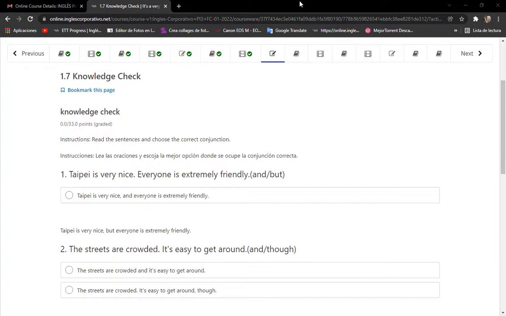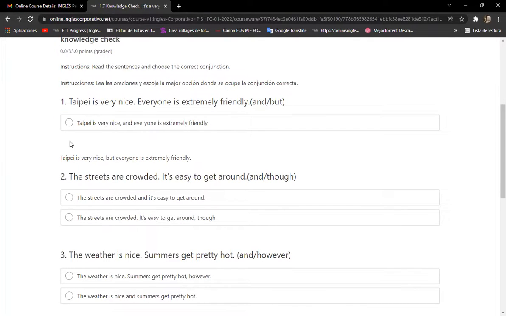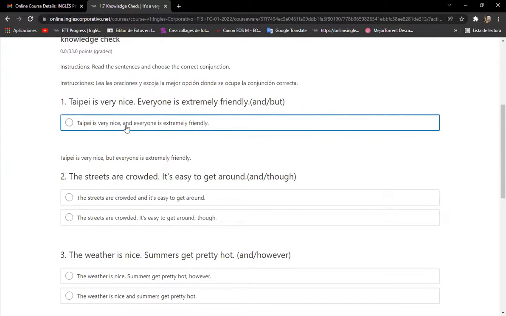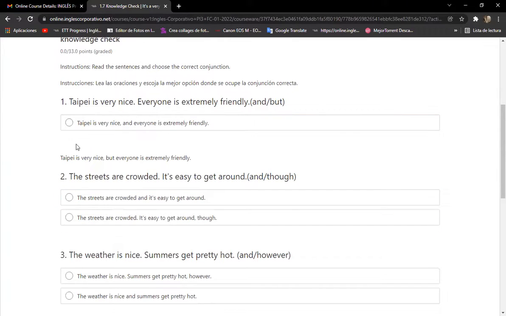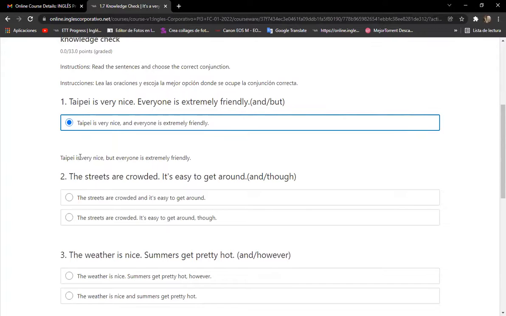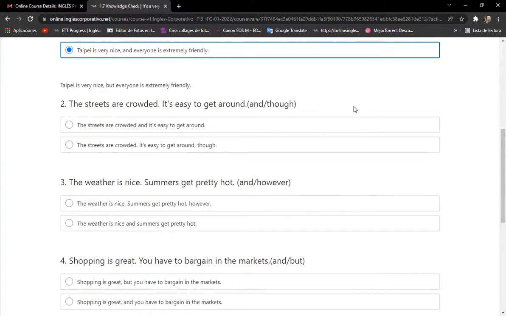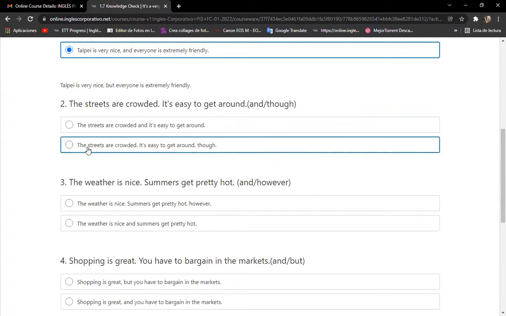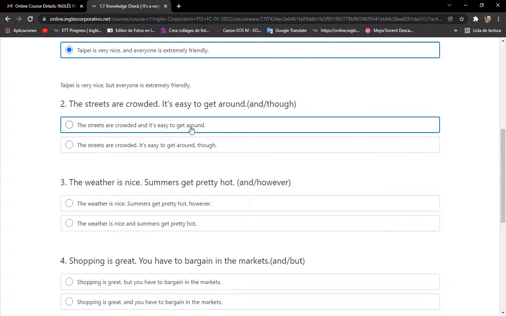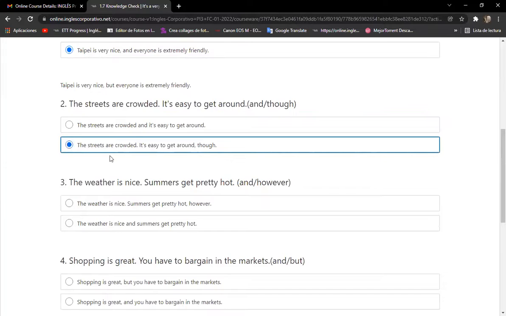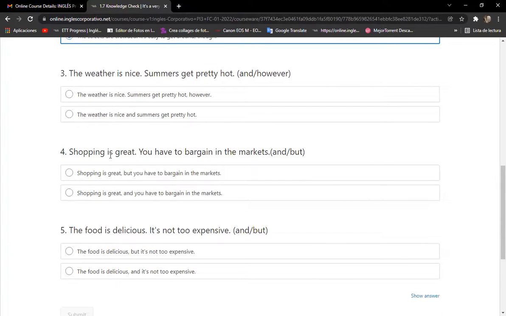So let's do this. Do you see my computer? Do you see my webpage? My screen? Yes. All right, knowledge check. Taipei is very nice. Everyone is extremely friendly. Taipei is very nice and everyone is extremely friendly. Is this correct or not? Yeah, it's correct. It's the only option here. Okay, the streets are crowded. It's easy to get around. The streets are crowded and it's easy to get around. Which do you think is correct? Second option, good. The weather is nice. Summers get pretty hot.